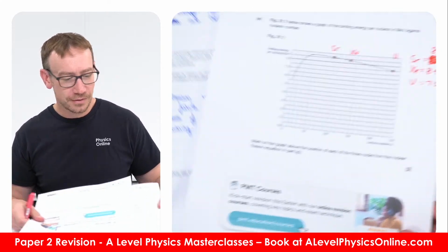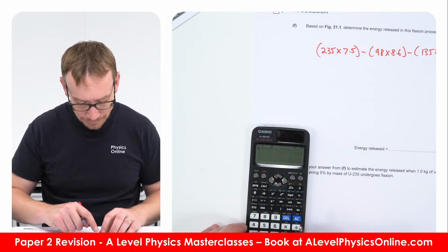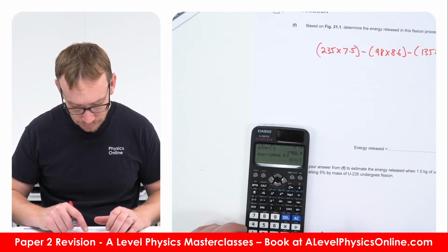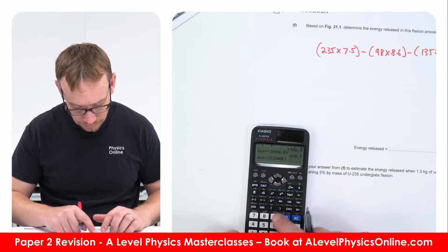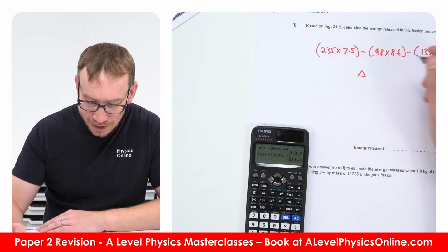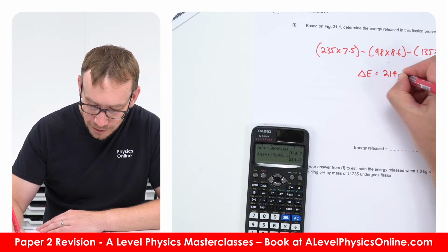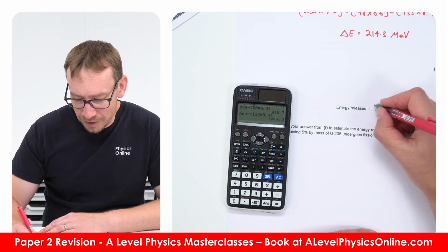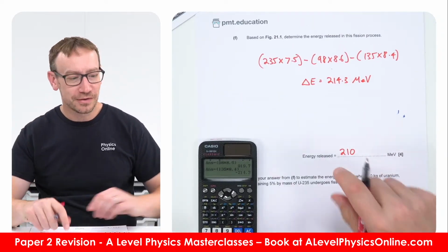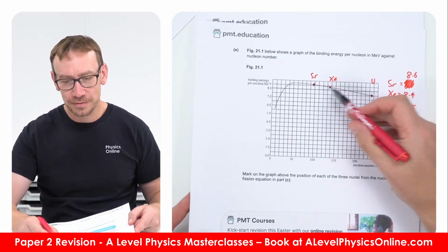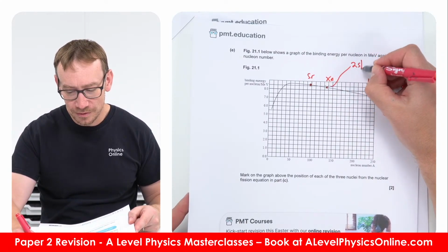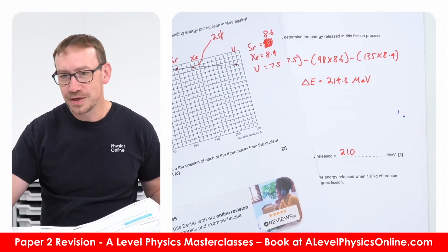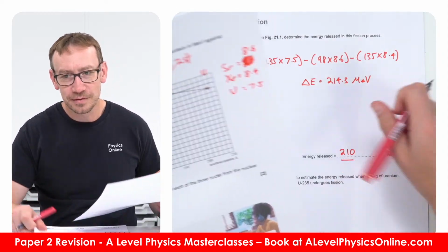Okay, so let me just work this out. So this is a change in energy equal to 214.3 megaelectron volts. So the energy released would be, I'd say 210 megaelectron volts. I'm going to say this because I reckon, looking at my plotting of the graph and reading off data, I can probably get most of this to about 2 significant figures. So I'm going to give my final answer to 2 significant figures, which is actually what they've got as well. They've got 214. So I would say that justifiably I could give this to 2 significant figures. So I thought that was a nice approach.